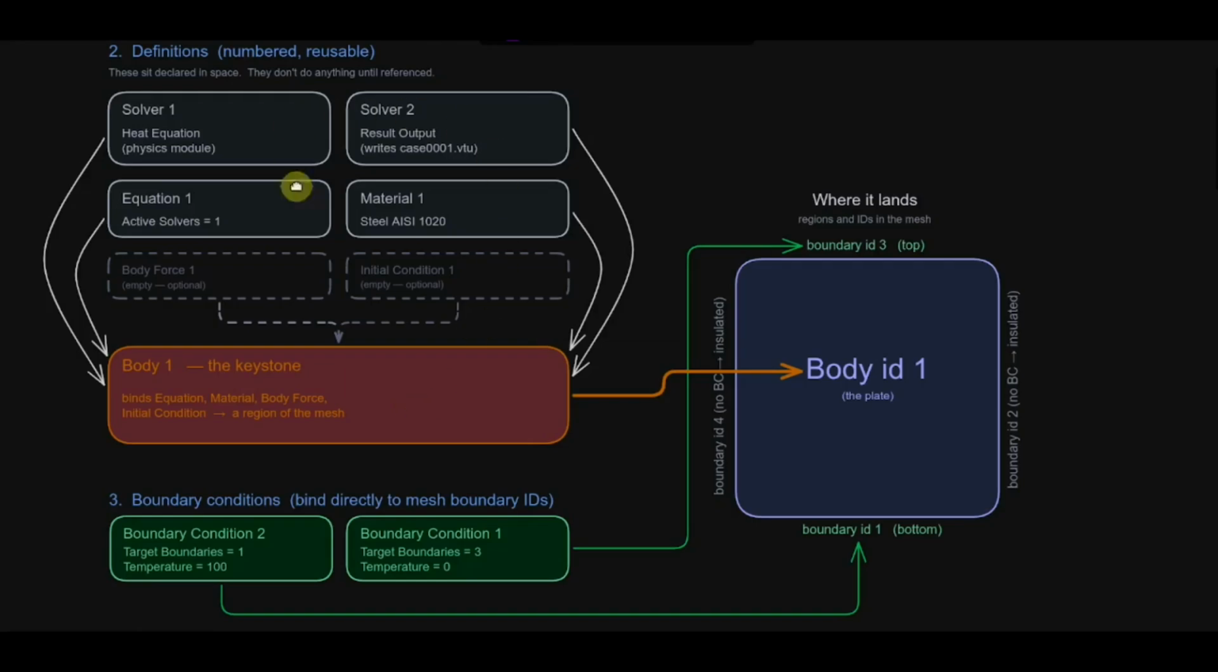Up to this point, everything in the file has been abstract. Solvers, materials, equations as floating definitions. The body block is the first place where the physics meets geometry.